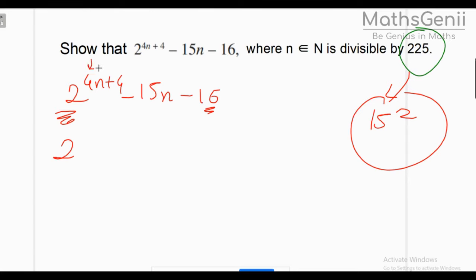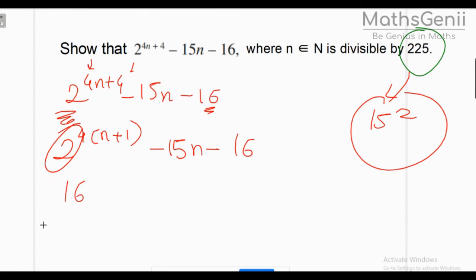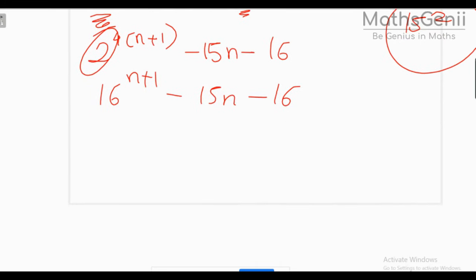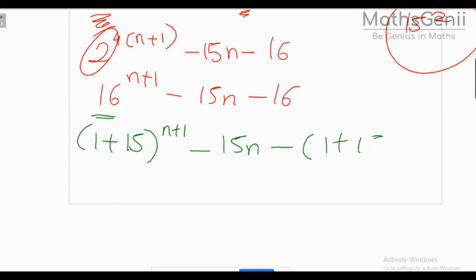So first thing I see is 4 is common. So let me just start. I don't know what to do, so I'm just starting with 4 common. So this is how your approach should be. Then I'm writing 16 as it is. 2 raised to 4 is nothing but 16. Correct? So you have 16^(n+1) minus 15n minus 16. This 16 also could be converted into what? 16 is nothing but 1 plus 15, minus 15n. This is also nothing but 1 plus 15.